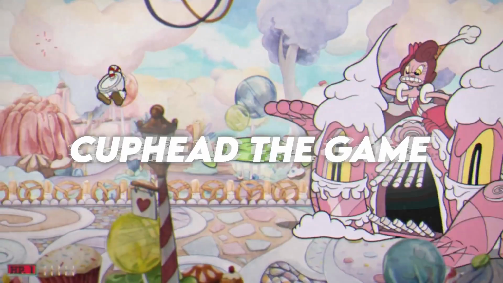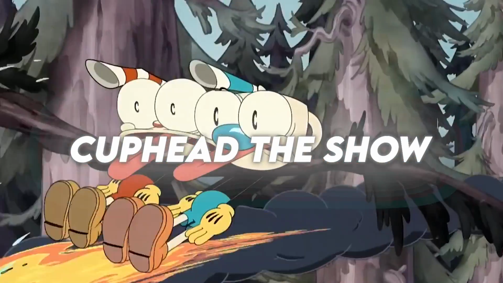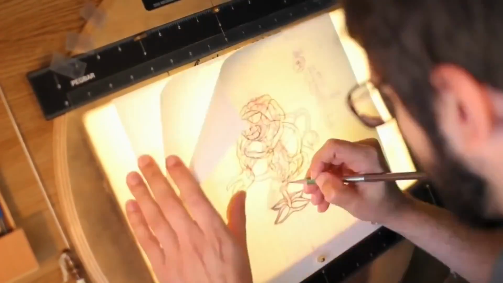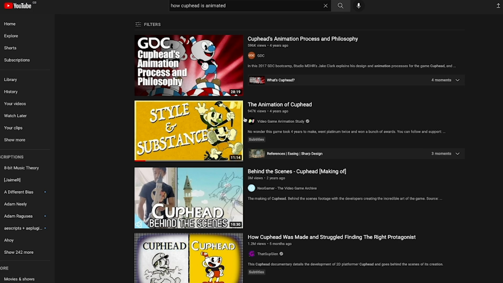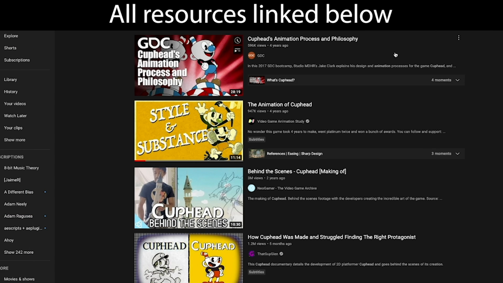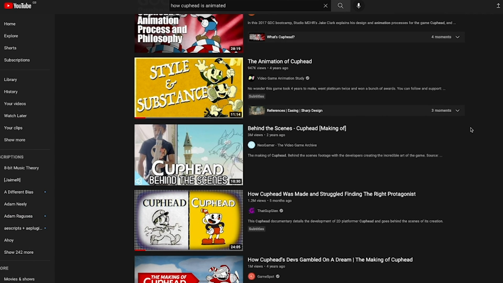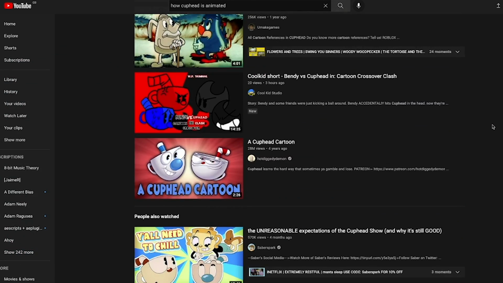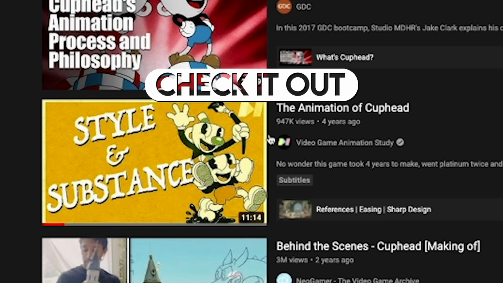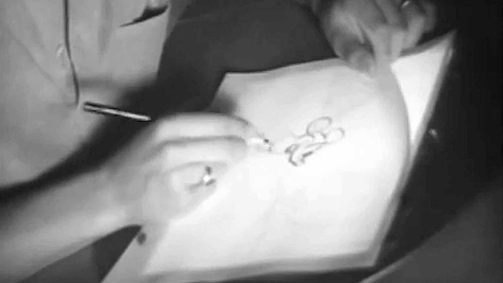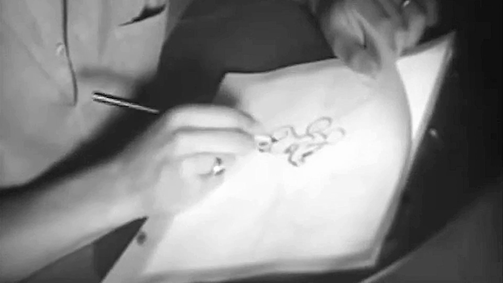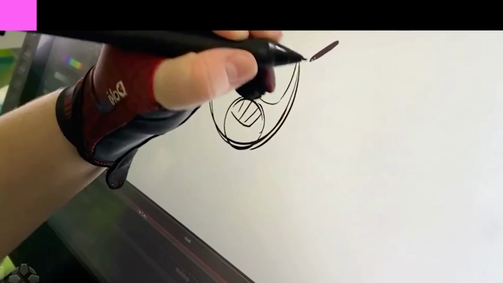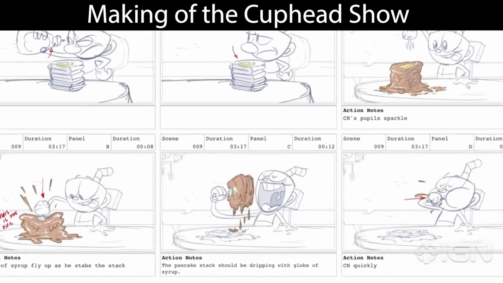We're going to take a look at Cuphead the game and Cuphead the TV show and look at what the differences are in how they're animated. Now, it won't take you 5 seconds to research the development behind the Cuphead game on YouTube. There's lots of rich resource ripe for research out there, so I won't get bogged down too much about the process. Partly because I myself have already done it before, but I will go over the basics, just so that we can compare that process to the very different process behind the TV series, and so that we're all on the same page.